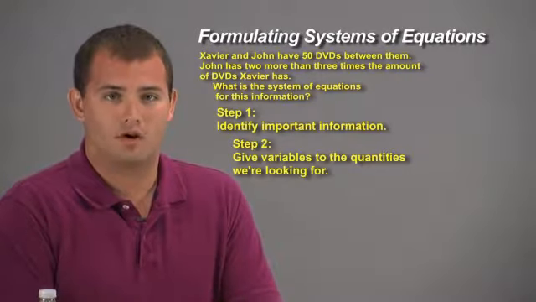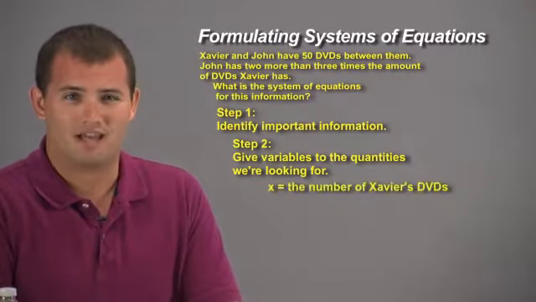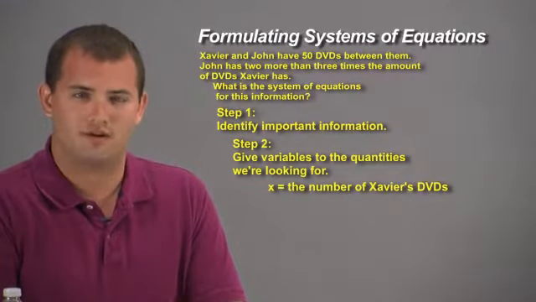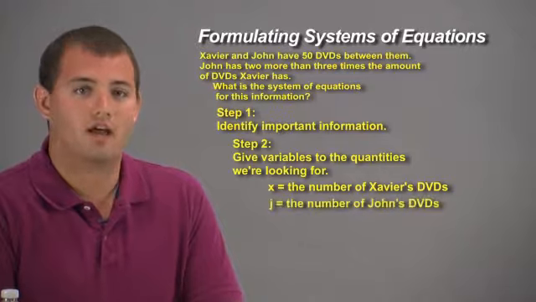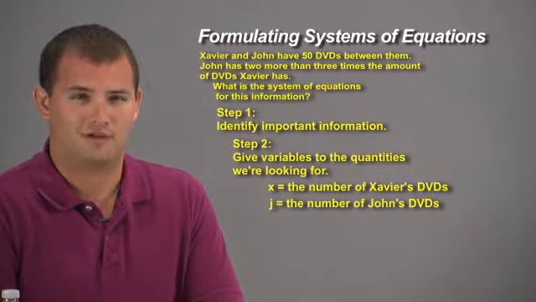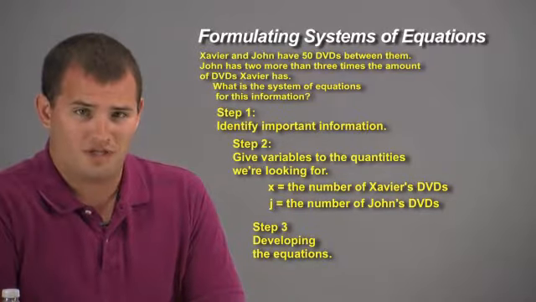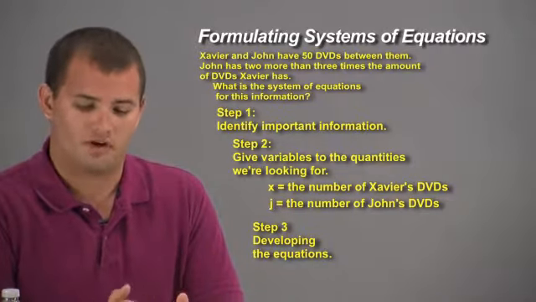Now, let's give variables to the quantities we're trying to model. I'm going to let x equal the number of DVDs Xavier has, and I'm going to let j equal the number of DVDs John has. Now the tricky part, developing the equations. Let's use the information from the first step, and we're going to use our variables.